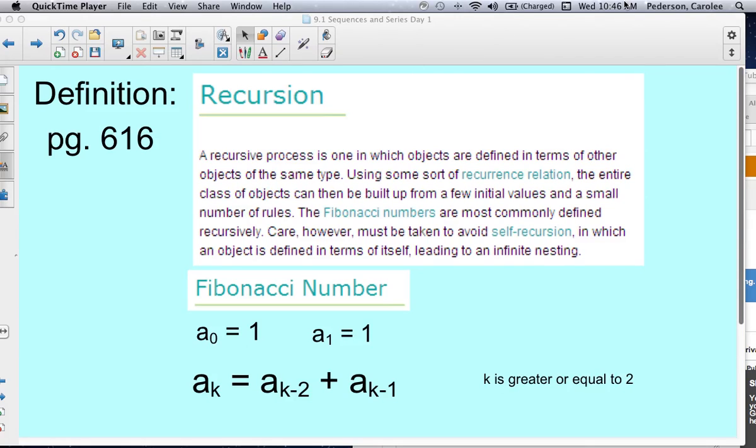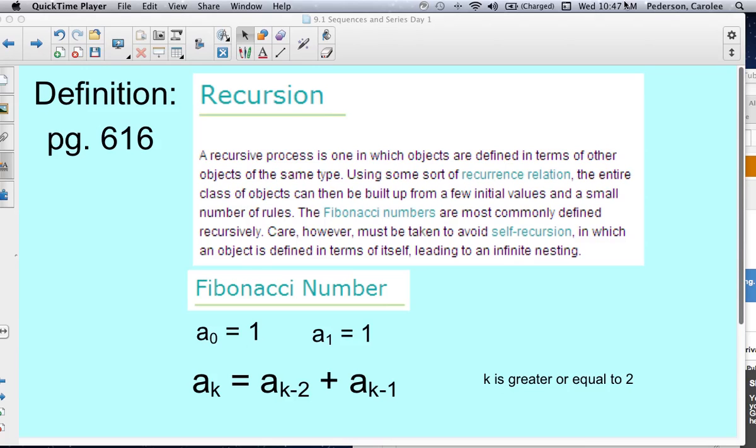Here's the definition of recursion. A recursive process is one which takes previous terms and adds or subtracts to build on the next terms in the sequence. I would recommend you read page 16 in a pre-calculus textbook on the Fibonacci sequence.